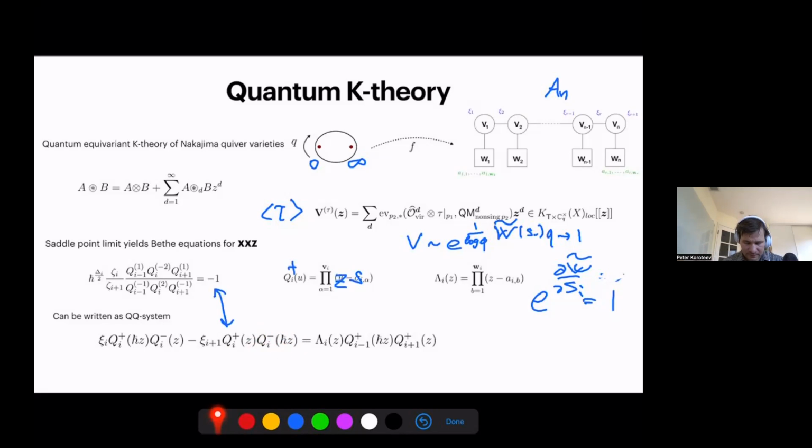Its roots do not appear in the spectrum of the spin chain, but its role will be clear later when I talk more about the QQ systems. So this is the equation that we'll be analyzing in the main part of the talk. Any questions? Okay, that was more or less a reminder.